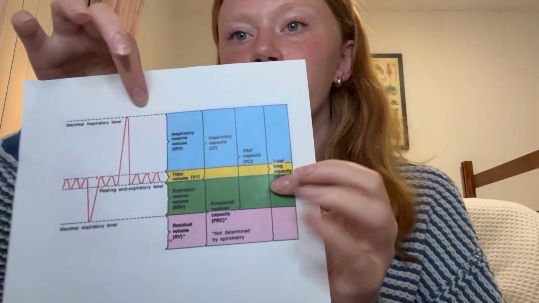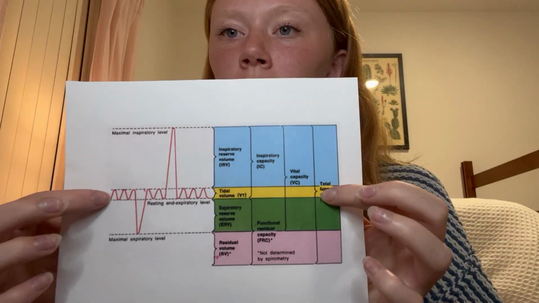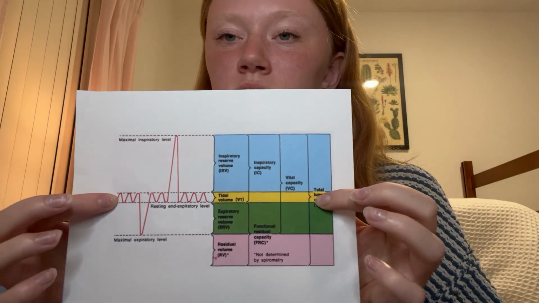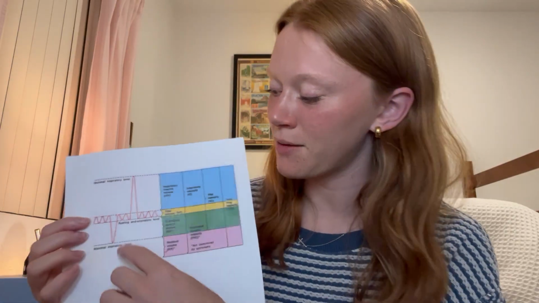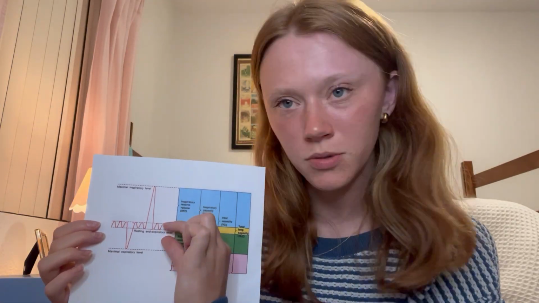So right in the middle here, we can see with the yellow, or these little red squiggly lines, that's what we're going to call tidal capacity. So that is your passive breathing. That's the amount that you breathe in and out to keep you alive, to keep you going. Much smaller in here, but that's just what's necessary for your lungs to keep you alive.